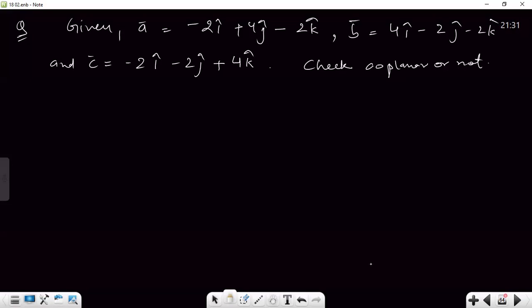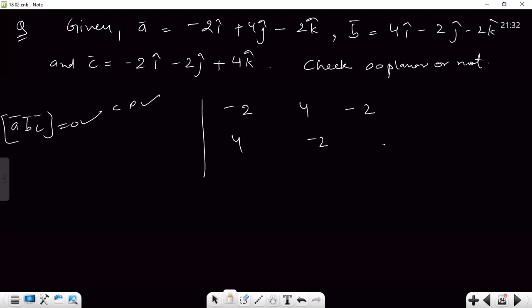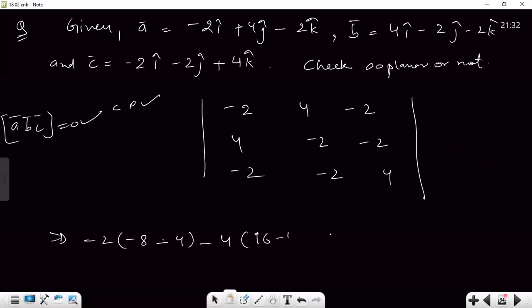How do we do that? By finding the STP. If the STP is 0, then they are coplanar. Okay, so for STP: minus 2, 4, minus 2; 4, minus 2, minus 2; minus 2, minus 2, 4. If that is 0, then these three vectors will be coplanar. Let's find out: minus 2 into minus 2 into 4 minus 8 minus 4 minus 4 into 16 minus 4. This is a lot confusing. You have to keep your brain active.